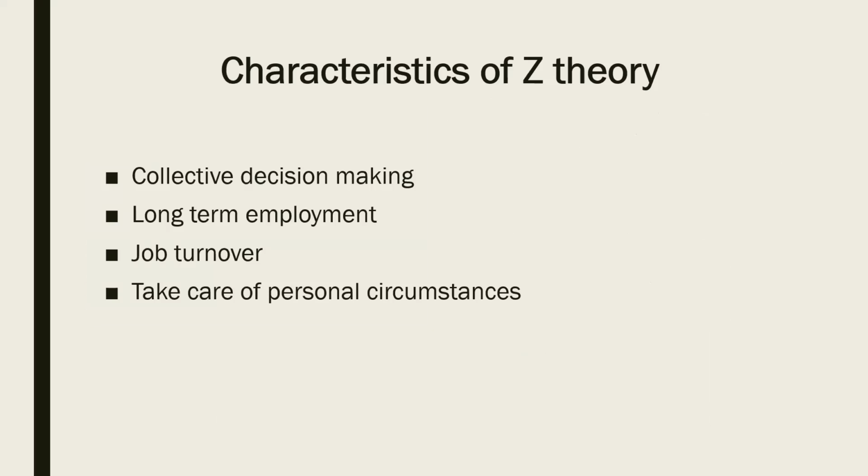Characteristics of Theory Z: collective decision making, long term employment, job turnover, and taking care of personal circumstances. When it comes to collective decision making, in Theory Z, people are given the option to come and share their decision. Every employee is given a chance to share their opinion on a particular task. Long term employment gives the employees a degree of understanding and security that their job is secured in that company.